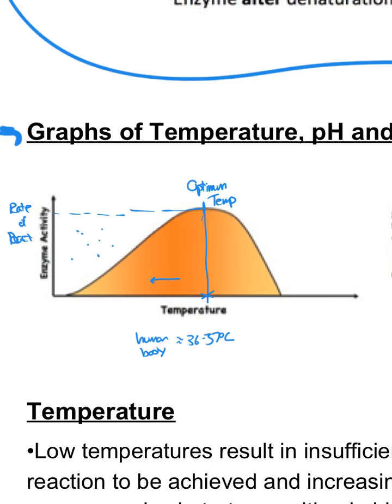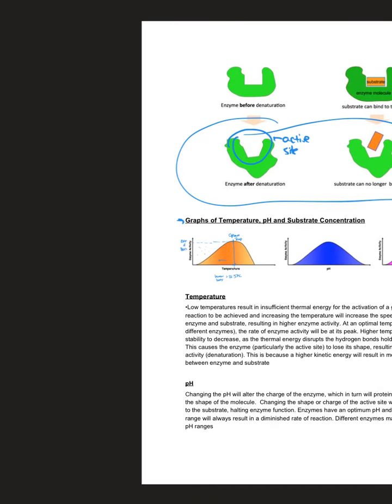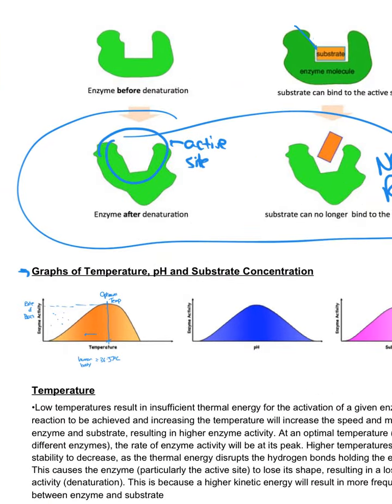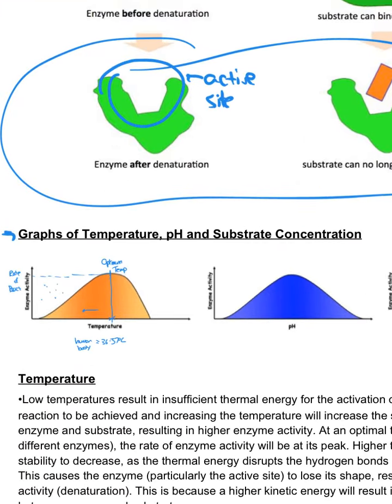So if those molecules are moving slower, which is especially true when the temperature is lower, then they're not going to collide and smack into each other as often. So the idea that the substrate and the enzyme match up doesn't happen as much when it's colder.